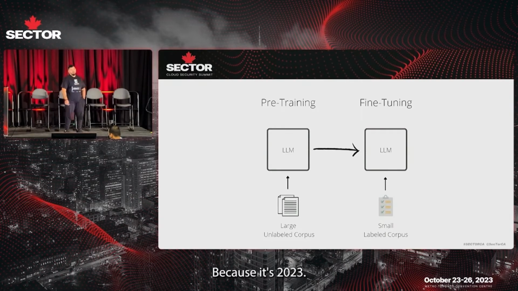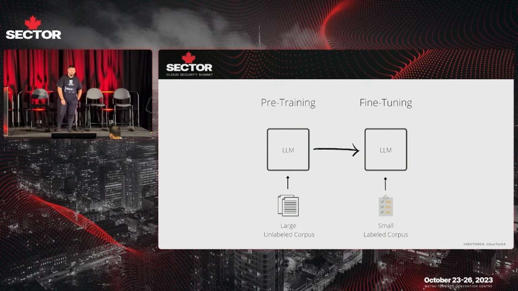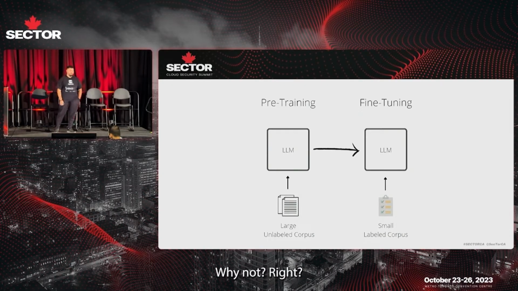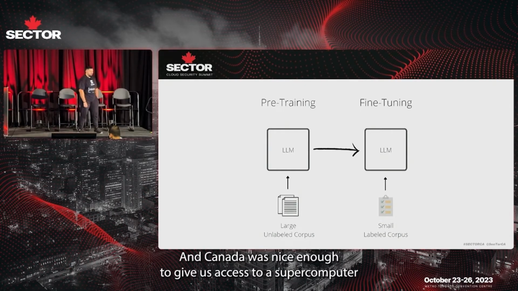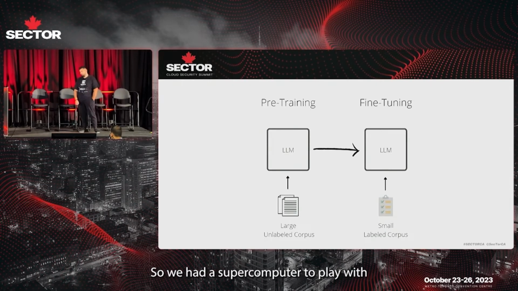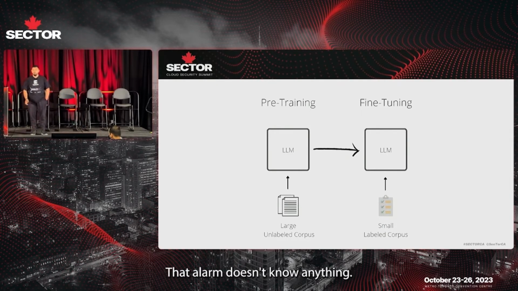Because it's 2023, if I don't have an LLM on a slide, people start throwing tomatoes at me. So we definitely got the biggest LLM. Why not, right? And Canada was nice enough to give us access to a supercomputer because that's very expensive to train. So we had a supercomputer to play with, and we were like, okay, what should we do with that LLM? That LLM doesn't know anything.